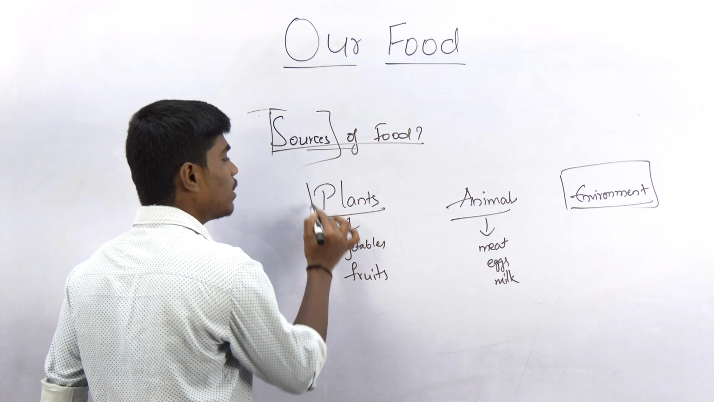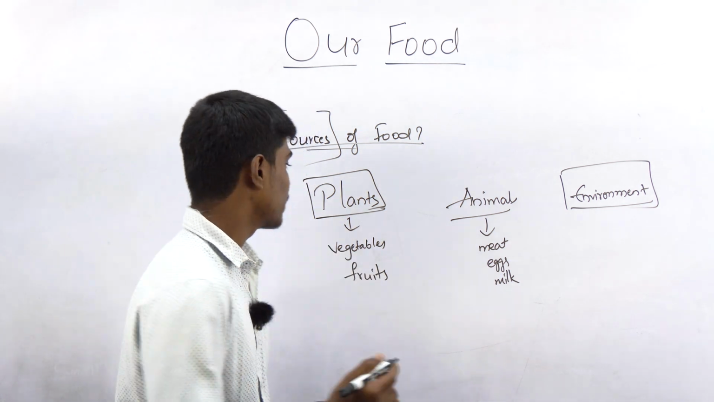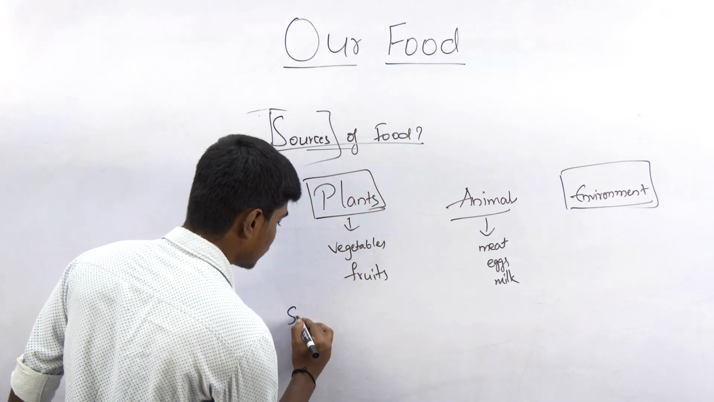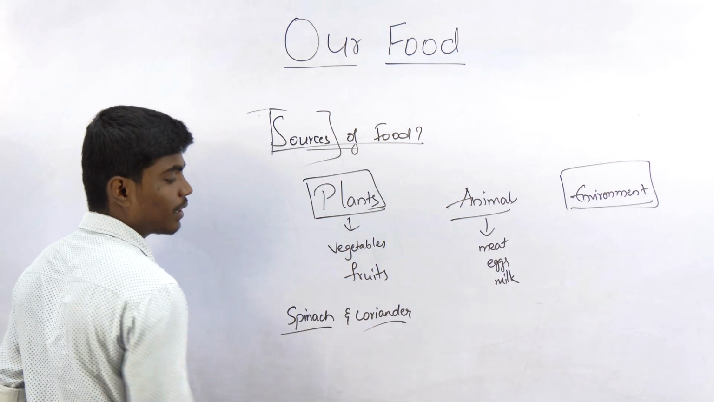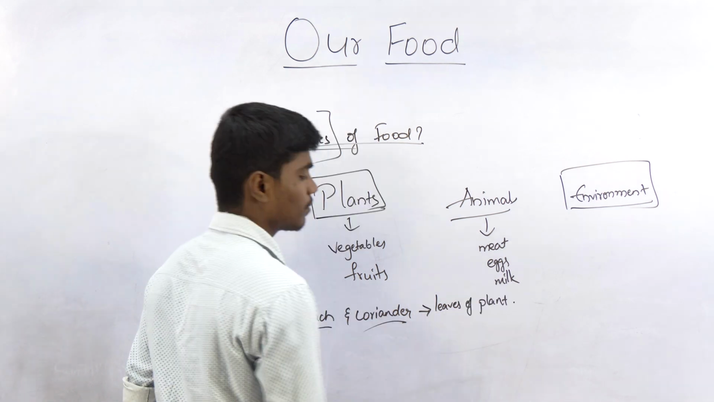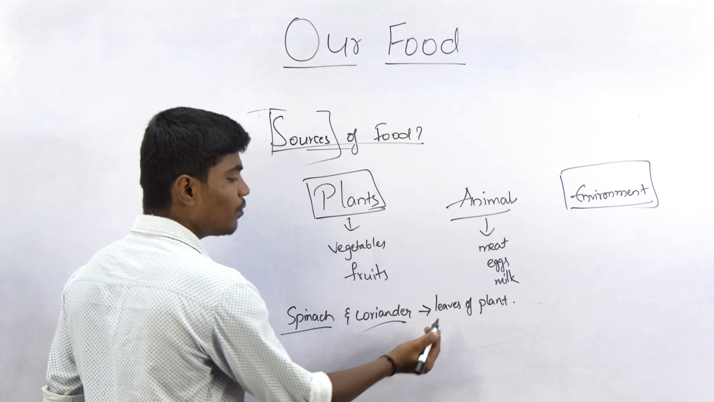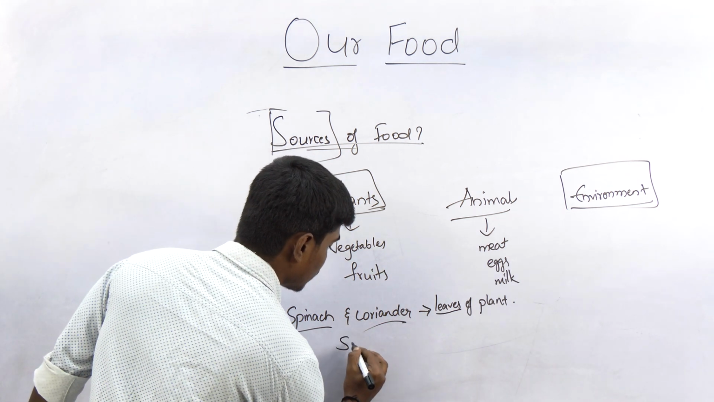While coming to plants, we eat different parts of plants. Suppose we take spinach and coriander. These are the leaves of the plant, so we are consuming the leaves of the plant. Let's take sugarcane.